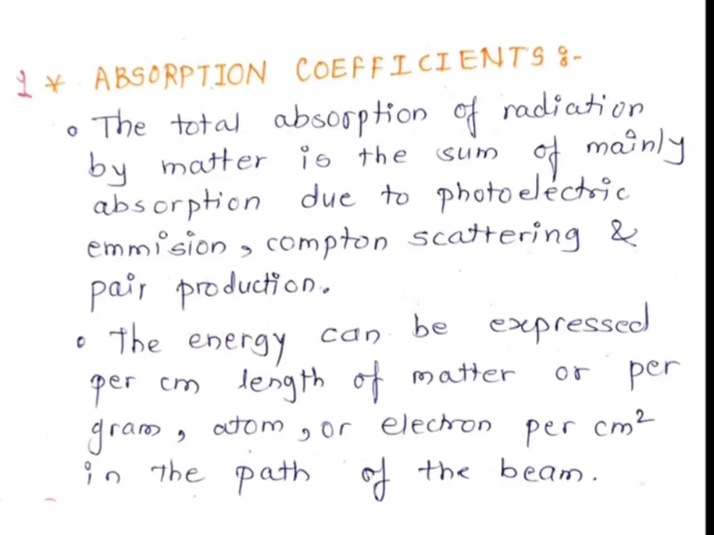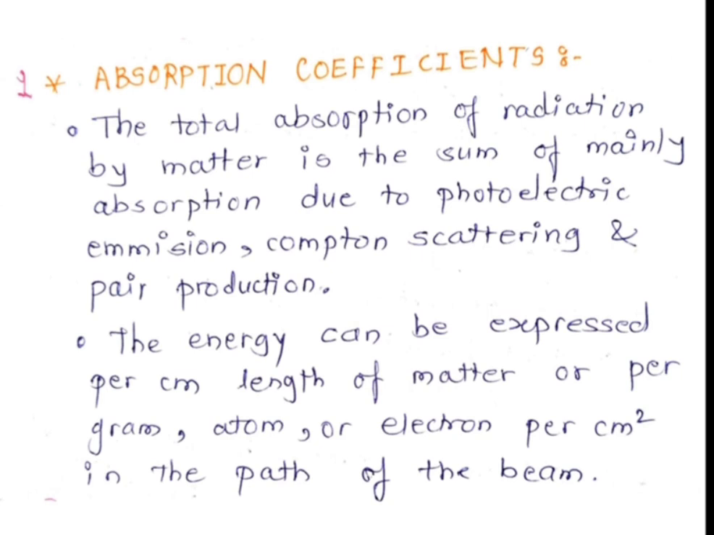The absorption coefficient. The total absorption of radiation by matter is the sum of mainly absorptions due to photoelectric emission, Compton scattering and pair production. So total absorption of radiation by matter is the addition of the 3 kinds of processes: photoelectric emission, Compton scattering and pair production, which we have seen in the last lecture.